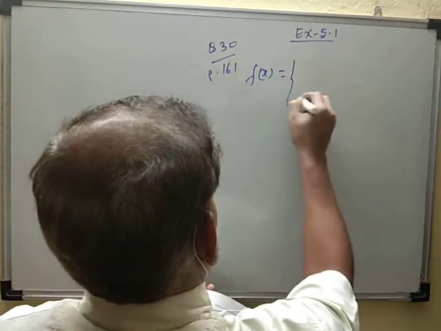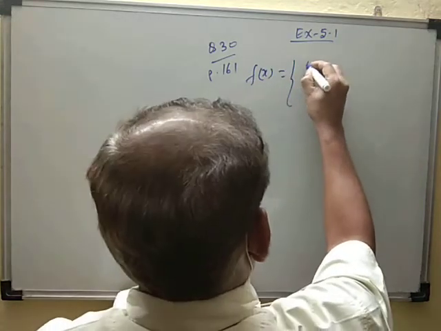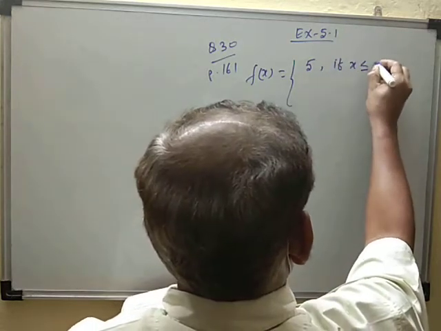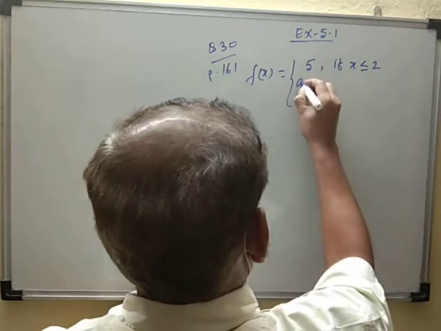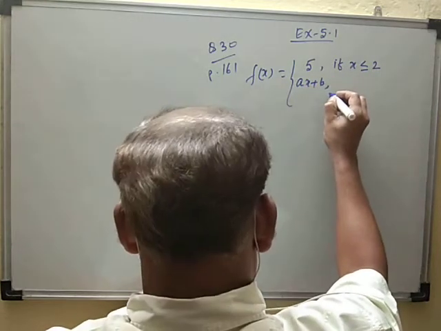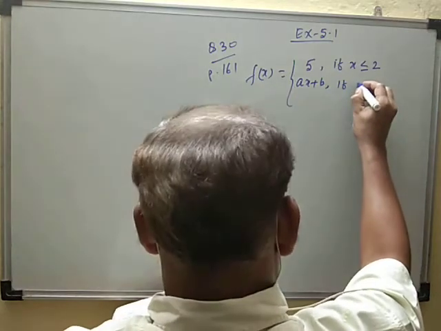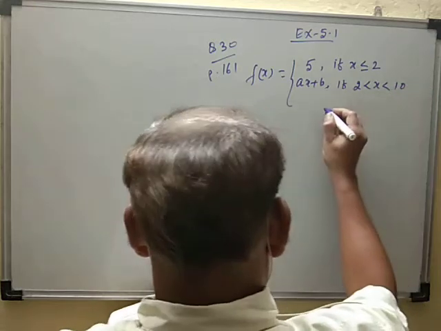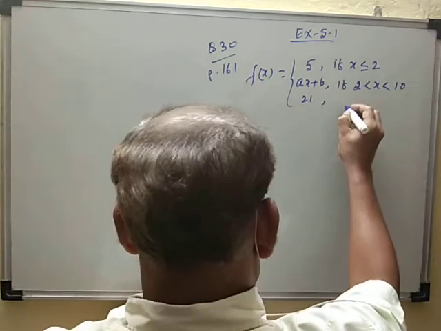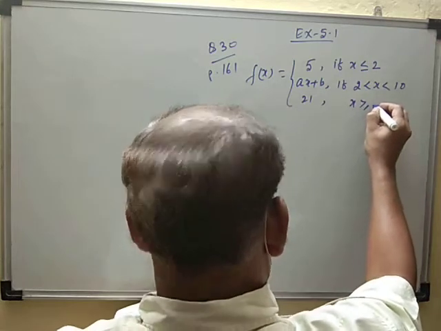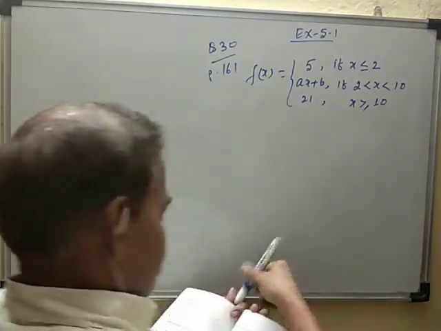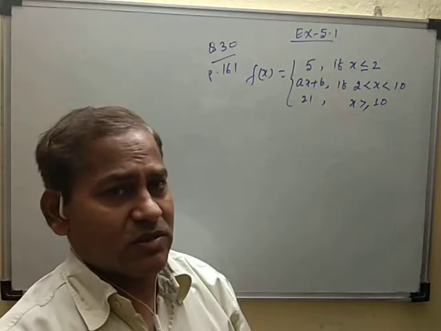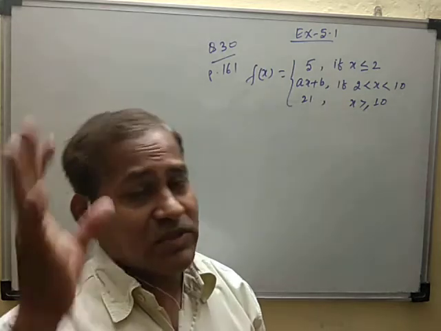f of x is 5 if x is less than or equal to 2, ax plus b if 2 is less than x is less than 10, 21 if x is greater than or equal to 10, is a continuous function. The function is given as continuous and no point is mentioned.